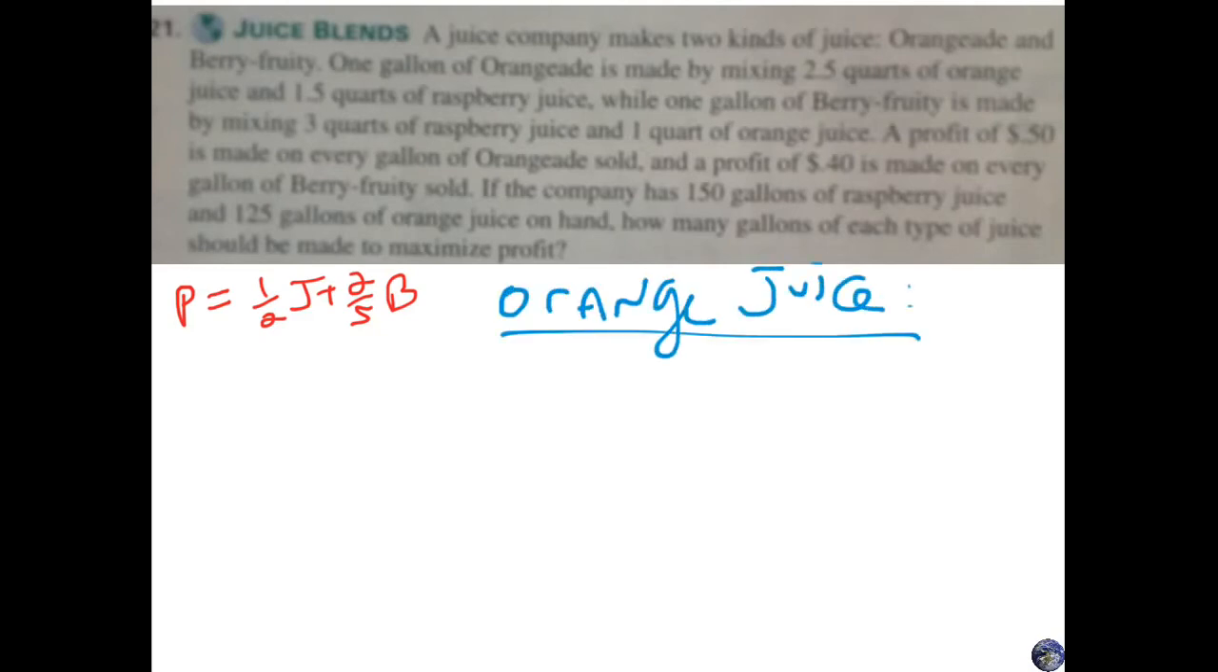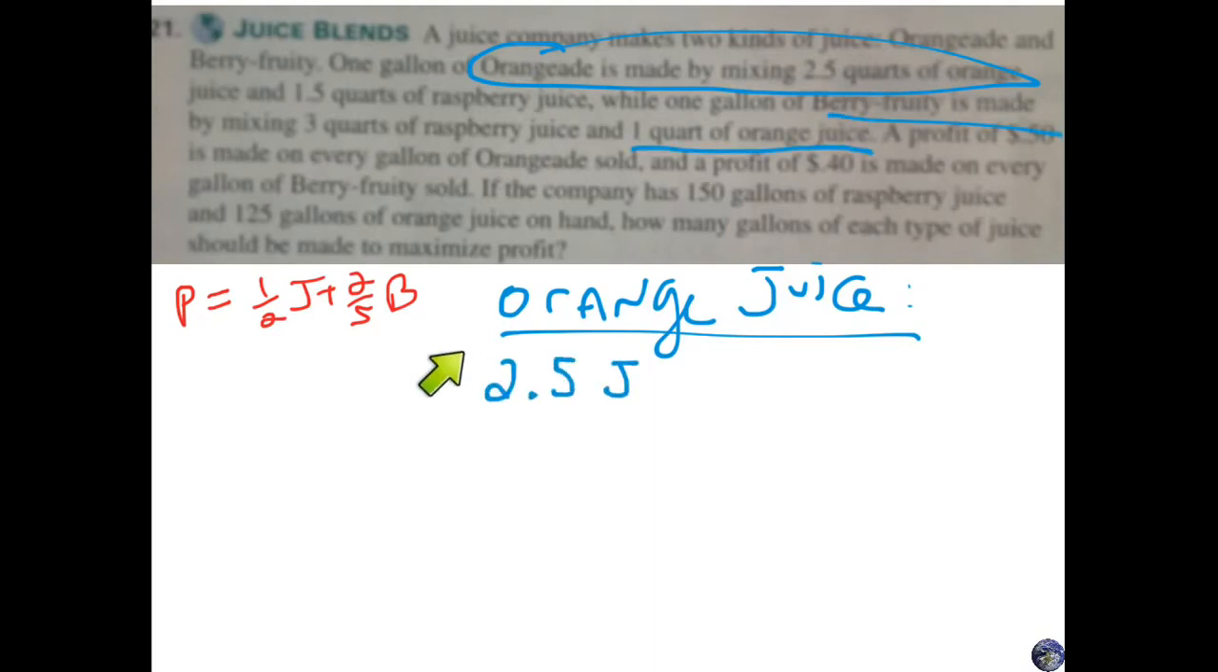So if you think about it for orange juice, let's see what we know about the orange juice. It says right here that orangeade is made by mixing 2.5 quarts of orange juice. So for every gallon of orangeade we make, we need this much orange juice. I'm going to represent that as 2.5 times J, right? For every J, that's 2.5 quarts of orange juice we need.